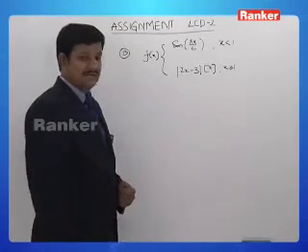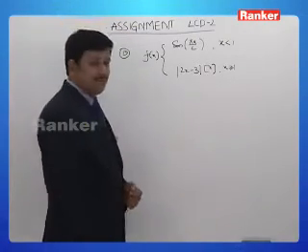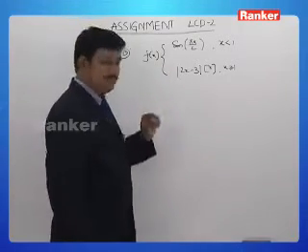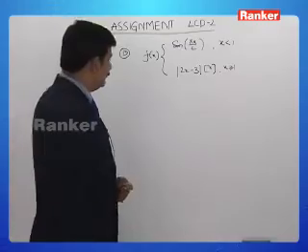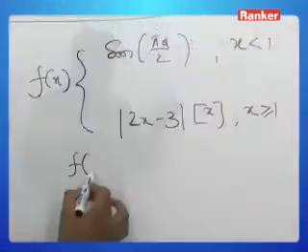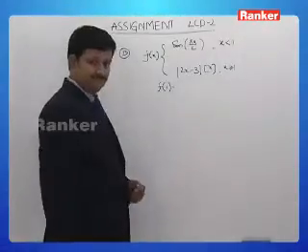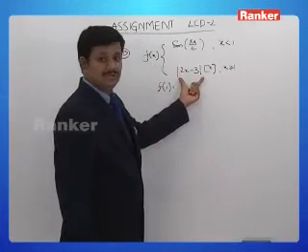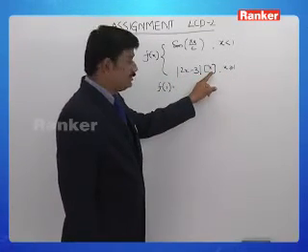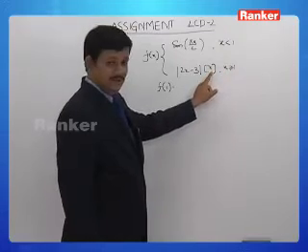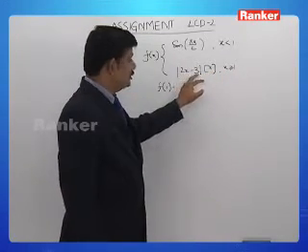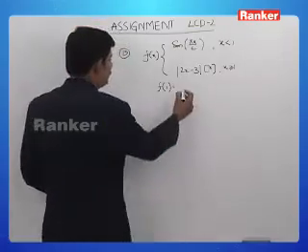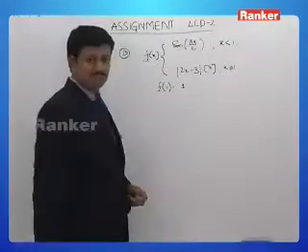So, let us first check the continuity. For continuity at 1, the left hand limit at 1 should be the same as the right hand limit at 1, which should be the same as the functional value at 1. Let us first evaluate the functional value at 1, f of 1. Whenever x is equal to 1, f of x is given by this definition. Step of 1 will be 1, and mod 2x minus 3, 2 minus 3 is minus 1, with mod is 1. So, f of 1 is 1.